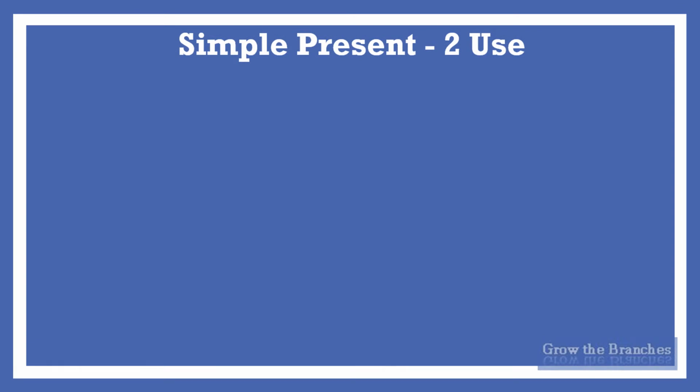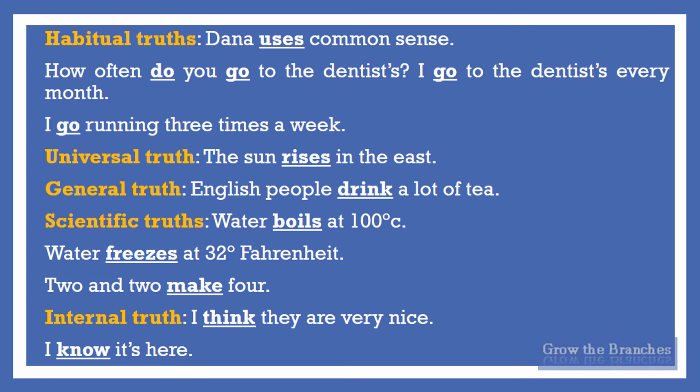We use the simple present tense to express the following uses. First, this tense is used to denote fact and truth. When we say fact or truth, it means timeless. They do not refer to the present time. Habitual fact. Dana uses common sense. This sentence means she always uses common sense.